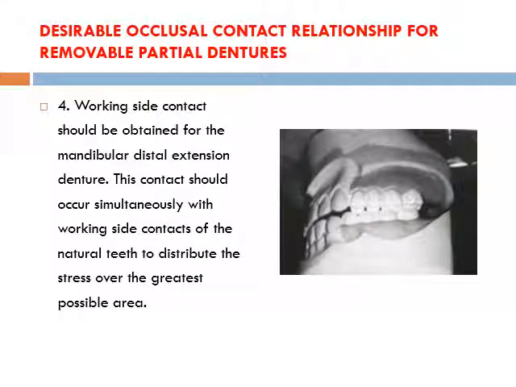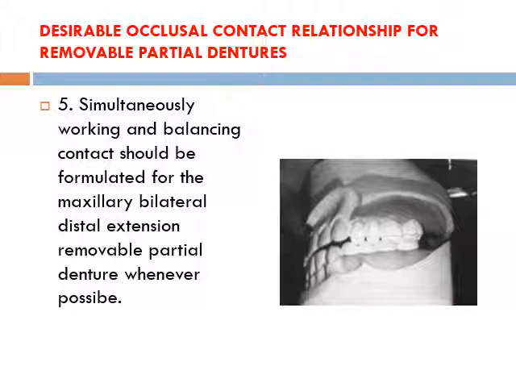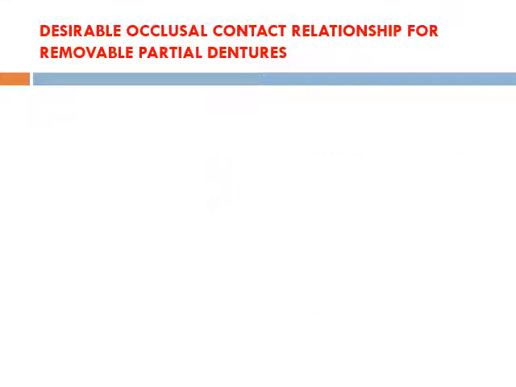A working side contact should be obtained for the mandibular distal extension. This contact should occur simultaneously with the working side contact of the natural teeth to distribute the stress over the greatest possible area. Number five, simultaneous working and balancing contact should be formulated for the maxillary bilateral distal extension removable partial denture whenever possible.